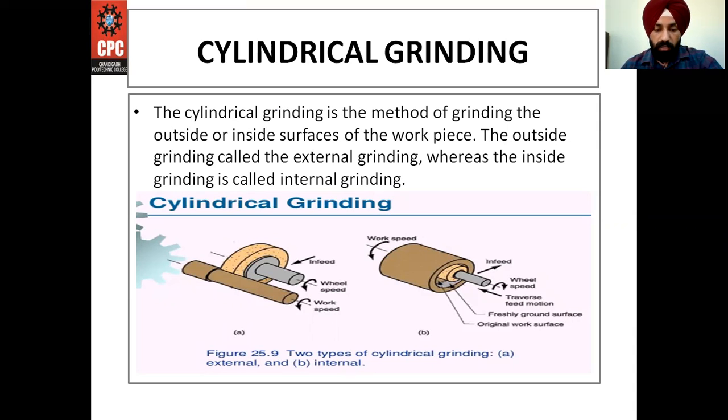Next is internal cylindrical grinding. The internal cylindrical grinding is shown in this figure. This method of grinding is used for grinding the inside diameter of a workpiece. It produces internal cylindrical holes and tapers. The workpiece is held and rotates about its own axis. The grinding wheel and the workpiece rotate in opposite directions. The internal cylindrical grinding is performed on bores of gear hubs, holes in dies, rings, and automobile crankshaft bearings, etc.